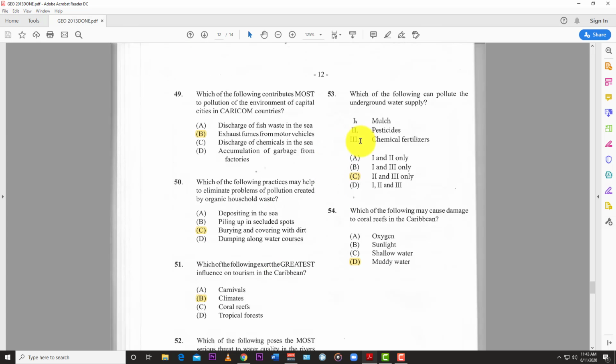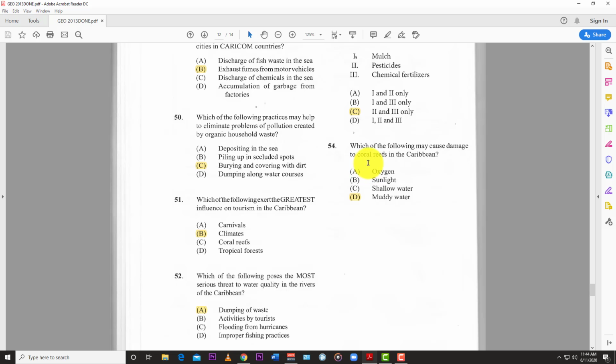53, which of the following can pollute the underground water supply? You have options: mulch, 1, 2, pesticides, and 3, chemical fertilizer. And of course the best answer is C, the pesticides that go down into the soil and affect the water supply, or when rainfall runs off into rivers. And the same thing with the chemical fertilizer. They can go down into the soil and hit the water table, or they can be washed away with rain and go into rivers and lakes and stuff like that. Alright, 54, which of the following may cause damage to coral reefs in the Caribbean? And the answer is D, muddy water. Alright, D, muddy water.